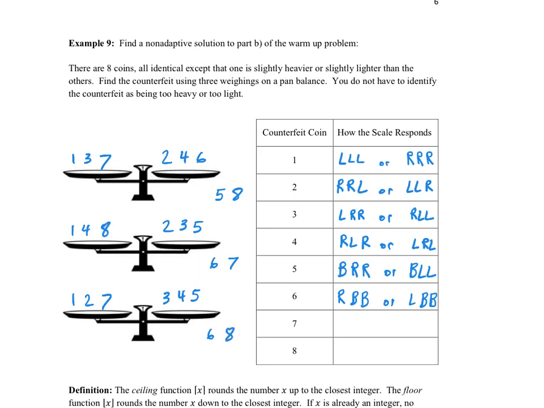So coin 7 got attached to left and balance and left, or the counterpart would be right, balance, and right. And for coin 8, it was balance, and then we stuck it over here on the left-hand side. So balance, left and then balance again, or balance, right and balance again. So that completes a possible way of solving the 8 coin problem in a non-adaptive fashion.